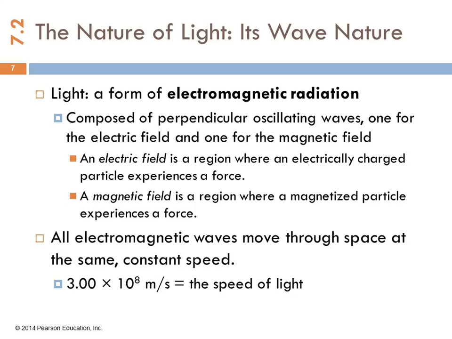So the electric field is a region in which an electrically charged particle experiences a force. A magnetic field is where a magnetized particle experiences a force. And all of these electromagnetic waves move through space at the same speed. It's a constant speed, known as the speed of light. It's very, very fast, 3 times 10 to the 8th meters per second. I think what the book said is that's fast enough to go around the Earth 7 times in a second. So it's really, really fast.